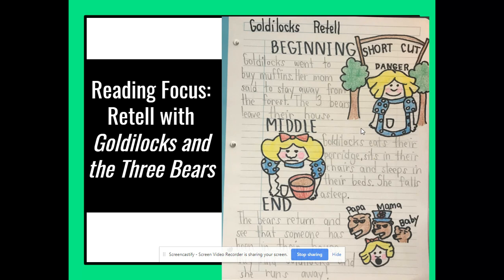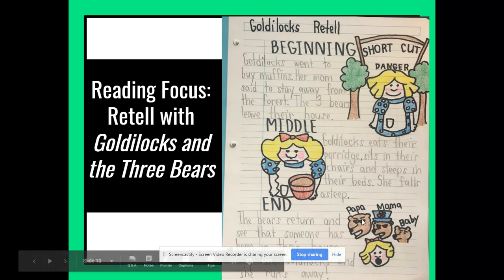In the middle, Goldilocks eats their porridge, sits in their chairs, and sleeps in their beds, and she falls asleep. That talks about the middle of the story. We also see no longer is she in the forest, she's now in their house. Then at the end, the bears return and see someone has been in their beds. They find Goldilocks and she runs away. So here I see an angry papa bear, a mama bear, and a baby bear all looking pretty unhappy. And then I see Goldilocks scared and running away.